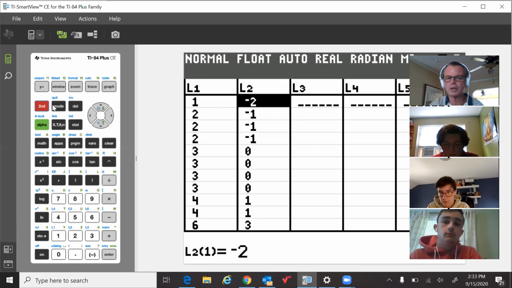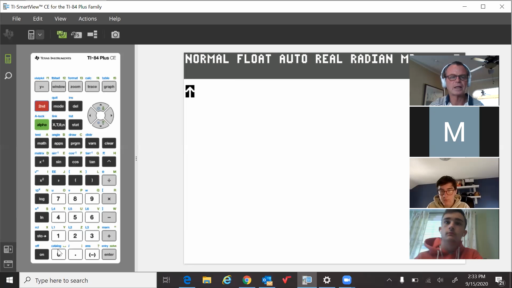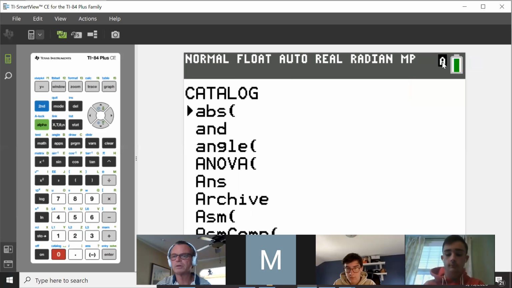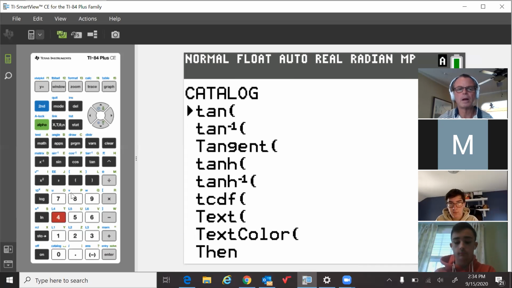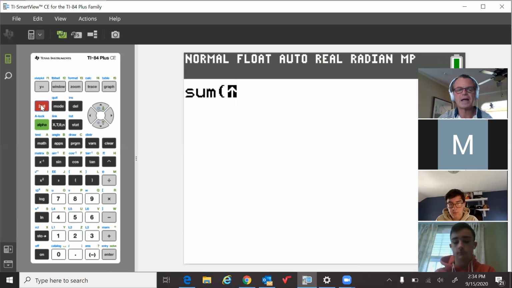Now if we go here, second quit, well, let's go here. Let's go second catalog. I want the sum of list 2. When you're in catalog, you can't see it here. I have to move this. See this alpha symbol up here? The calculator automatically puts you in alpha mode. So I just scroll down to T, and then I'm going to back up to sum, because sum's going to be closer to, all right, there's sum. Enter sum of second 2.